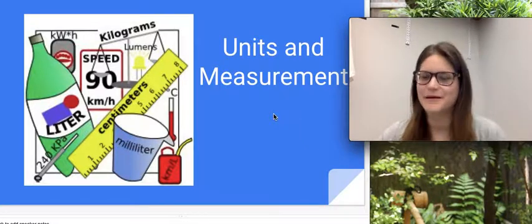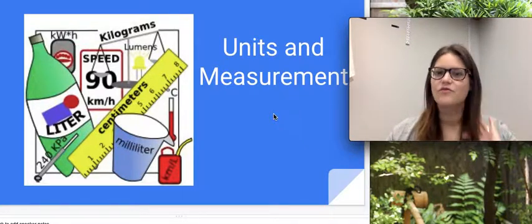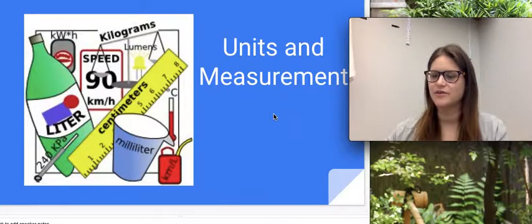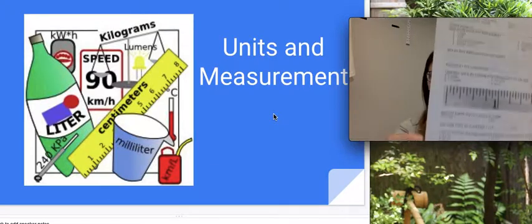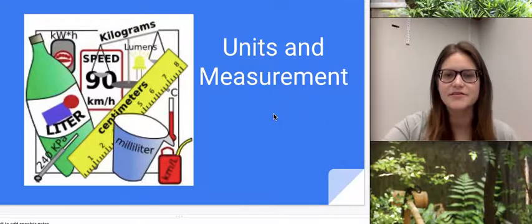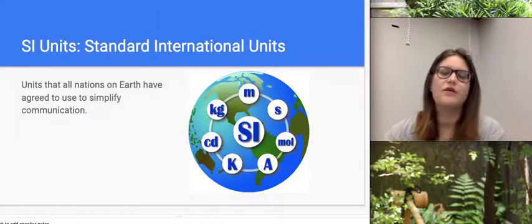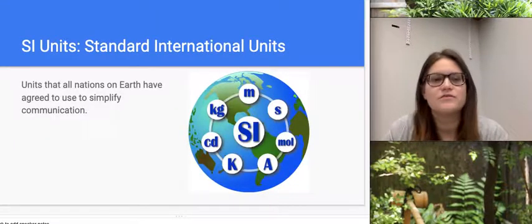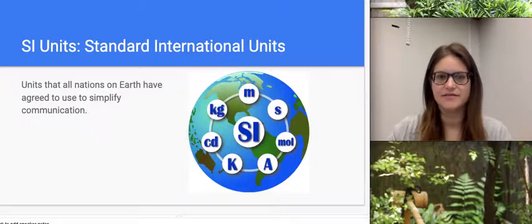Right, this lesson is going to be about units and measurement. For this lesson, you are going to need your units and measurement guided notes page that looks like this. Let's get started. So first, what you need to know is, what does SI units stand for?